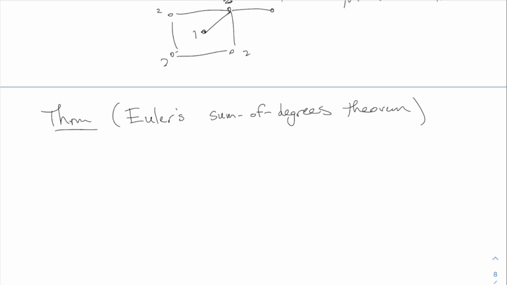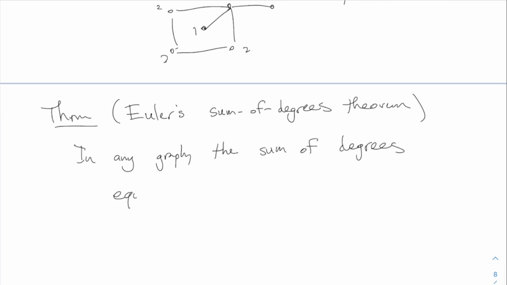Is this true of any graph? In any graph, the sum of the degrees equals 2 times the number of edges. If you add all the degrees in the whole graph, what you get is 2 times the number of edges. Maybe it sounds complicated the way I say it, but this is not hard at all to see why this is the case.